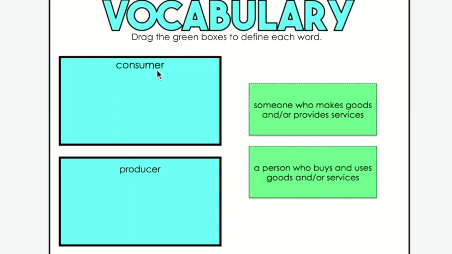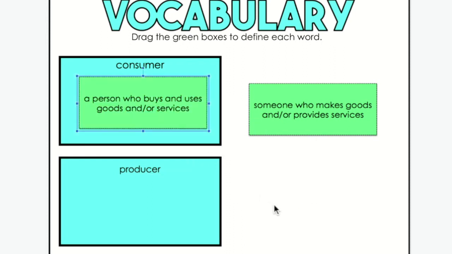Our next vocabulary words are consumer and producer. A consumer is a person who buys and uses goods and services. For example, when you go to the store and you buy a toy, you are the consumer. If you go to get your hair cut, you are the consumer.